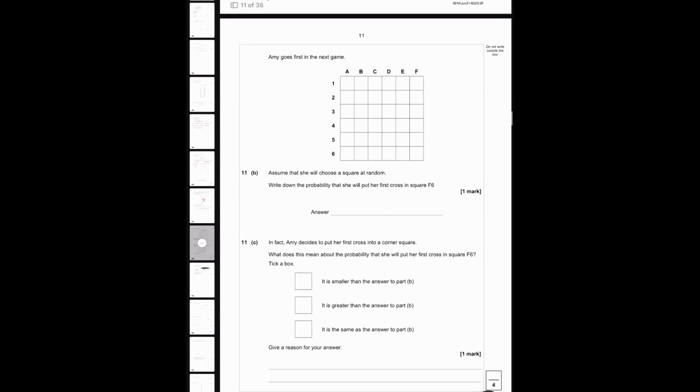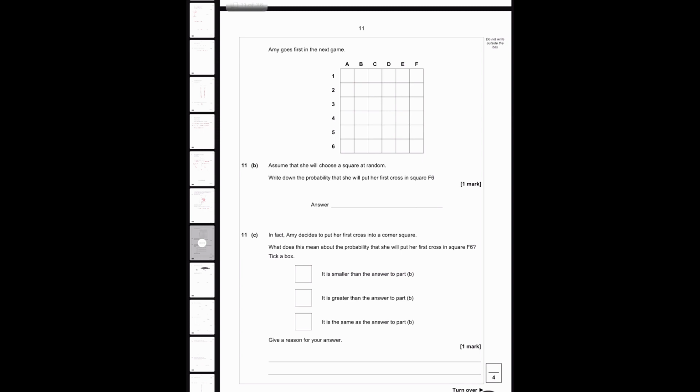The next part of the question says that Amy goes first in the next game. Assume that she will choose a square at random. Write down the probability that she will put her first cross in F6. She is choosing to put it in 1 square, which means 1 is our numerator, and if we count the total number of squares, we have 36, meaning our answer is 1 out of 36.